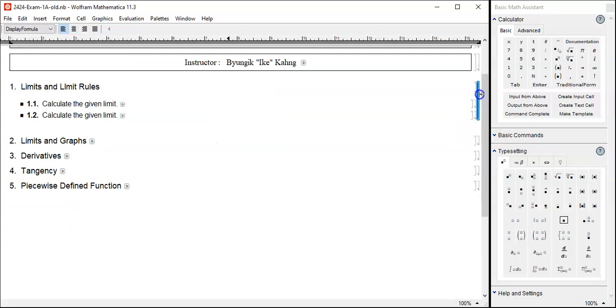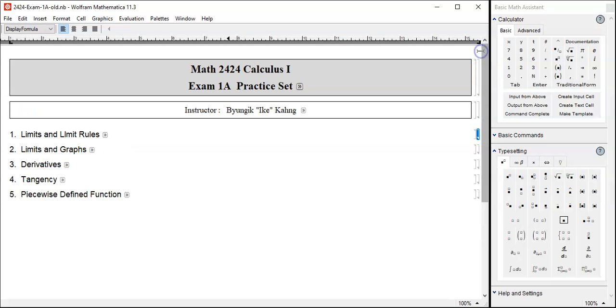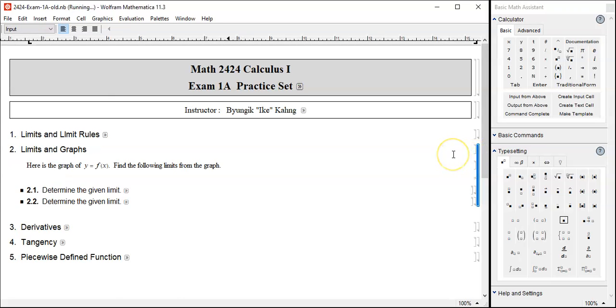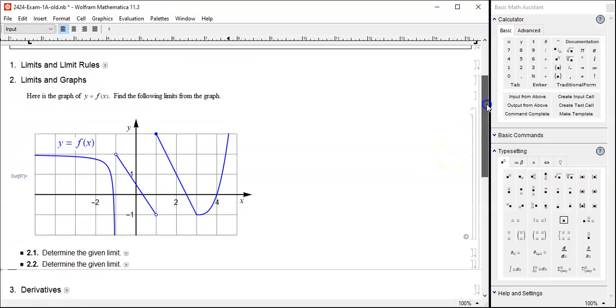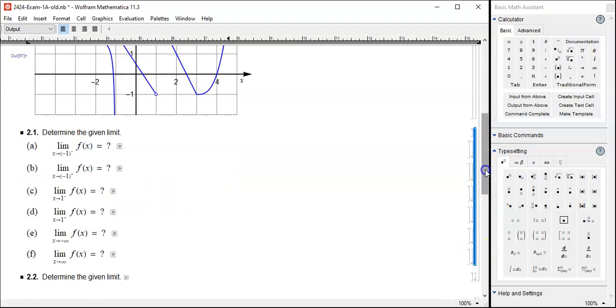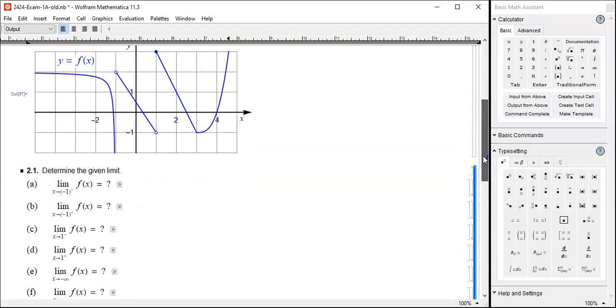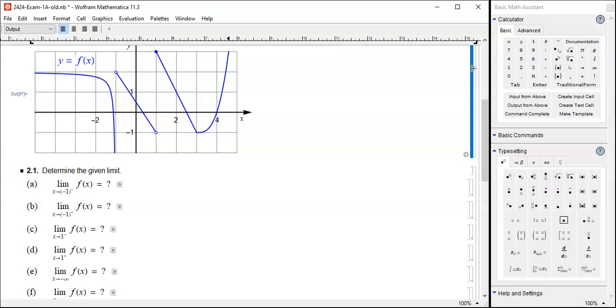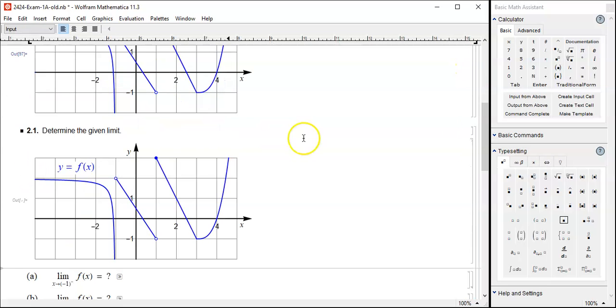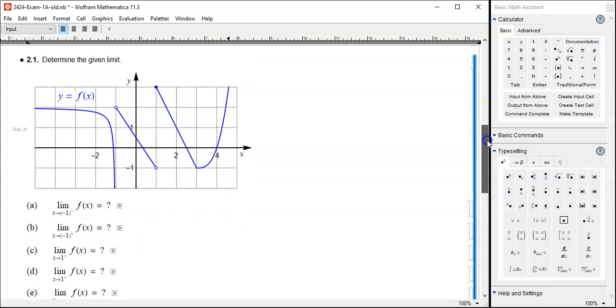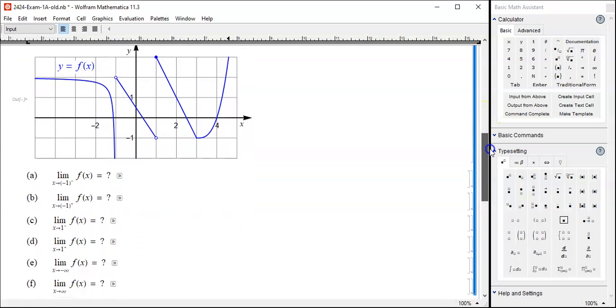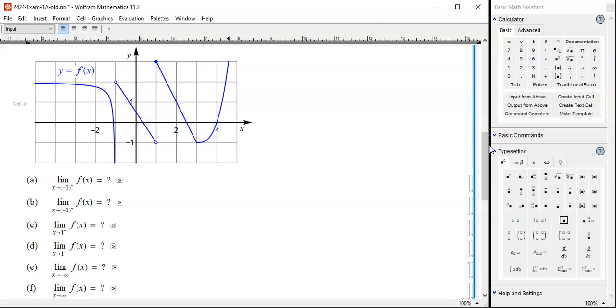Okay, so much for limits and limit rule problems, and let's go to the next step. Graph problems. Okay, here's a graph, and determine the given limit. Let me copy and paste this thing. Okay, now everything is in the same viewing window. All right. Now, how about this?